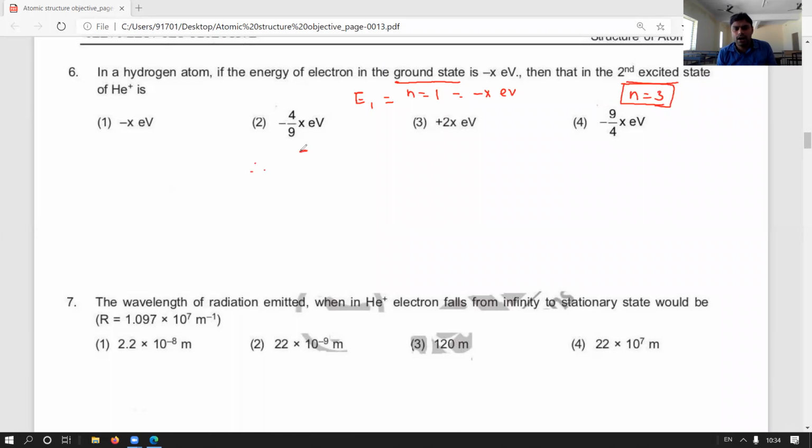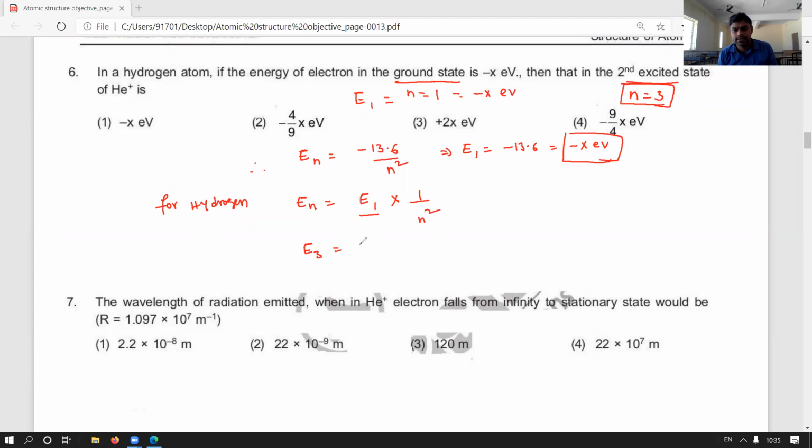We know that the energy of the electron in the nth orbit in electron volts, the formula is minus 13.6 into 1 by n square for the hydrogen atom. Now E1 is equal to minus 13.6. That value here they gave as minus X electron volts. So this En we can also write as E1 into 1 by n square for the hydrogen atom. Which energy do we need to calculate? E3. E3 is equal to the E1 value, X electron volts they gave, minus X into 1 by 3 square.